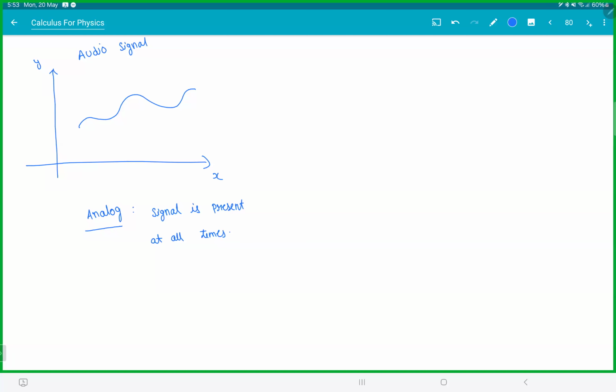So basically, it's a continuous signal. To use more technical words, it's a continuous signal. Okay. Now see, this is what happens.